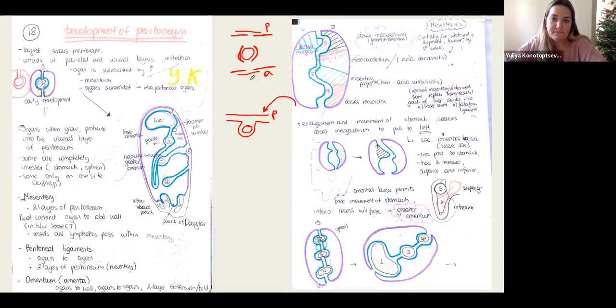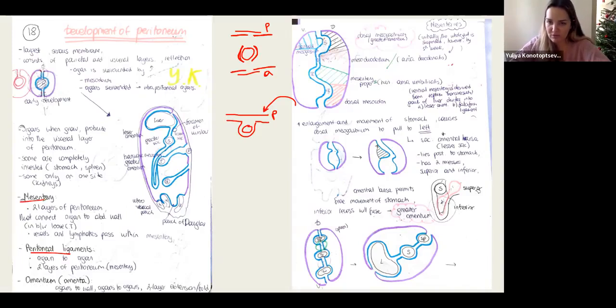So there are some terms that they always ask, and they look for a very particular definition. We have to understand the difference between mesentery, peritoneal ligament, and omentum. As you know, there are two types of omenta. There is a greater omentum and there is a lesser omentum, and we have to talk about that as well.